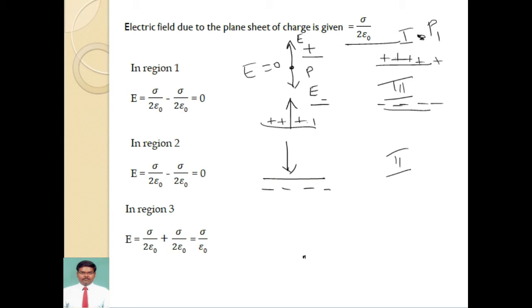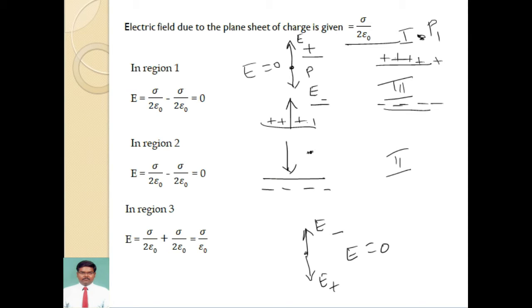Similarly, if you take any point below the plate, because of the positive charge the field will be like this, and because of the negative charge the field will be oppositely directed, so both will be equal and opposite. The net electric field will be equal to 0, but in between I am taking some point.